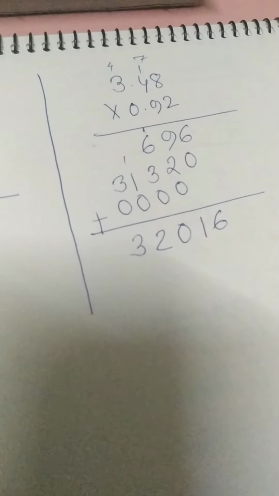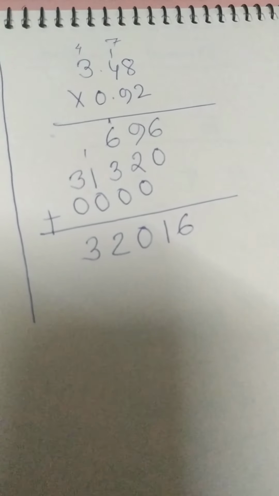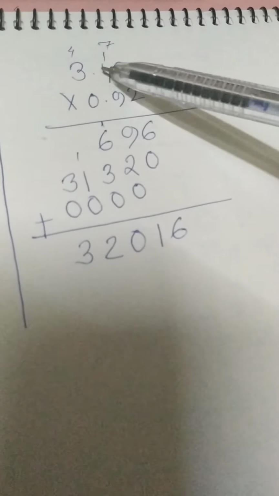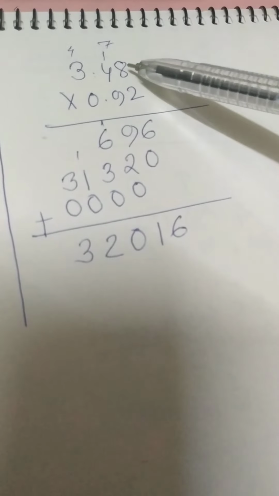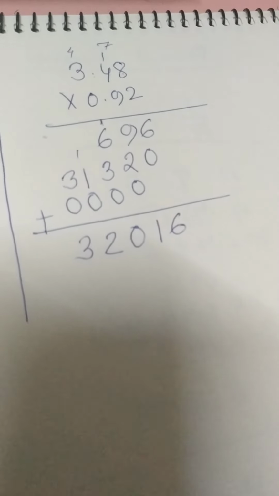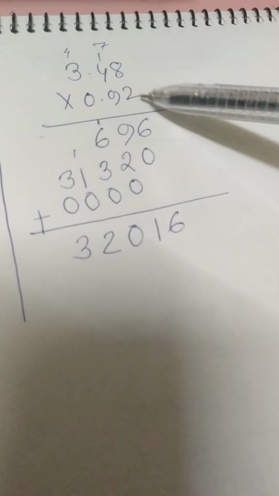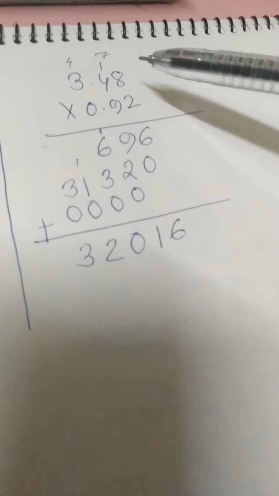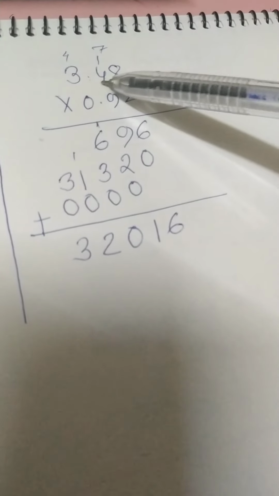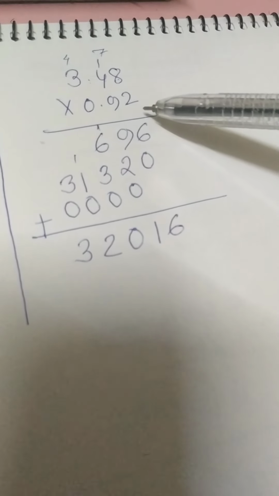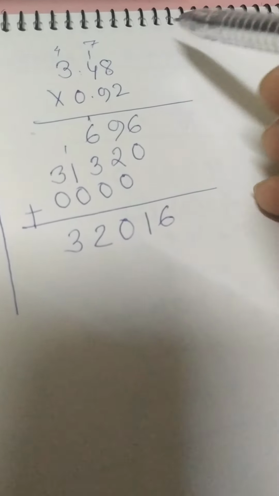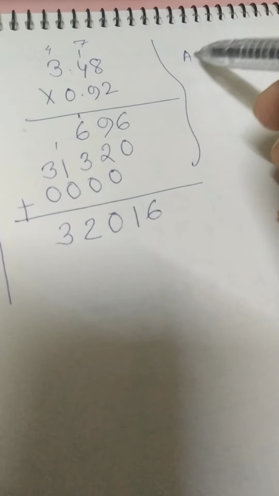Now we need to count after the decimal how many digits are there. You see after the decimal over here how many digits? 2 digits. And again after the decimal how many digits? 2 digits. So in total after the decimal how many digits? 2 over here, 2 over here. That means 4 digits.